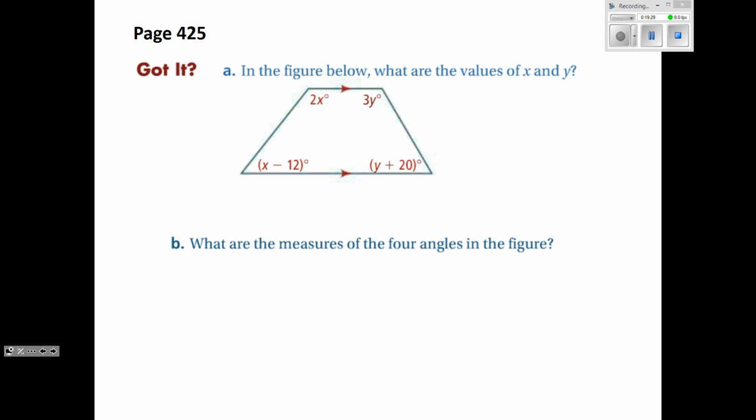In the figure below, I want you to determine the values of x and y. Okay, now the only reason we should be able to do this is because we know that these two lines are parallel to each other. Because we know they are parallel, that should help us figure something out. So I want you to figure out the measure of x and y. Okay, you have about 2 minutes or so to do that. Okay, ready to go.